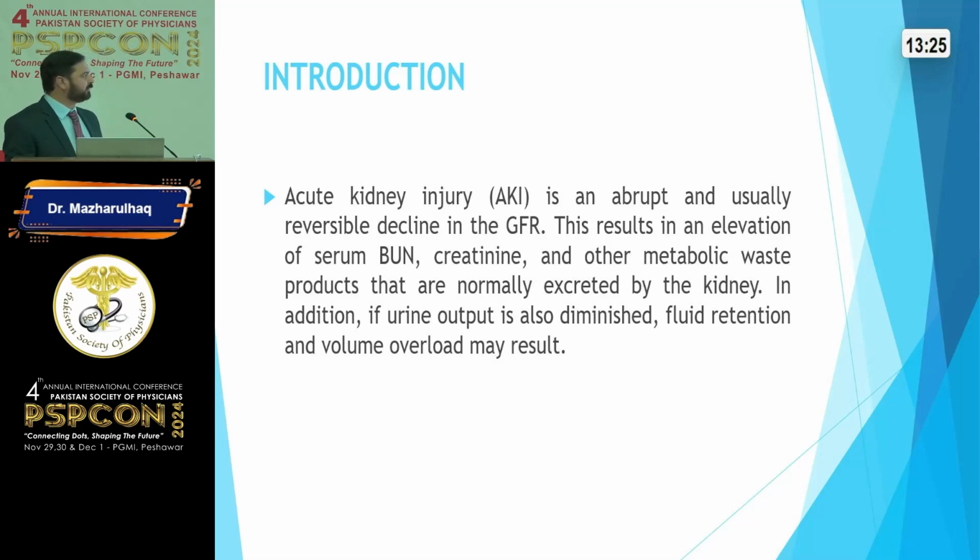It's an abrupt and reversible decline in the GFR, due to which there is an elevation of serum blood urea nitrogen, creatinine, and other metabolic waste products that are normally excreted by the kidneys. And if it is associated with reduced output, if the patient becomes oliguric or anuric, volume overload may result.